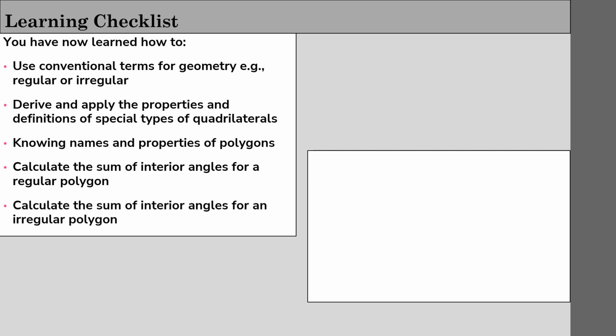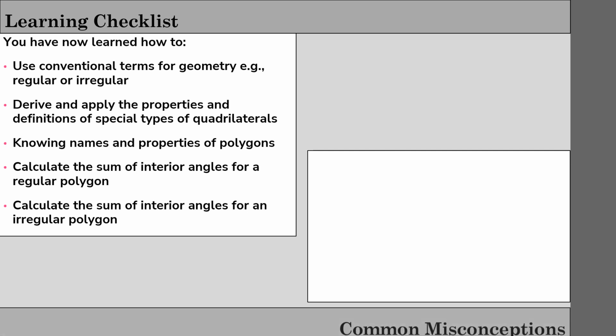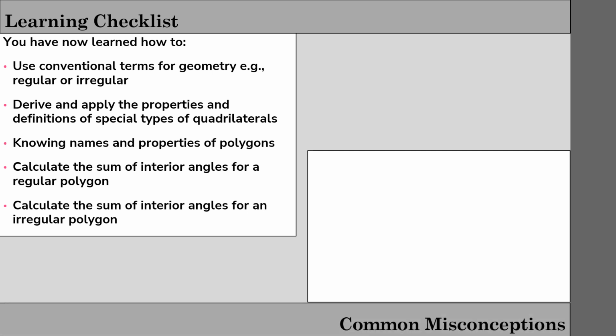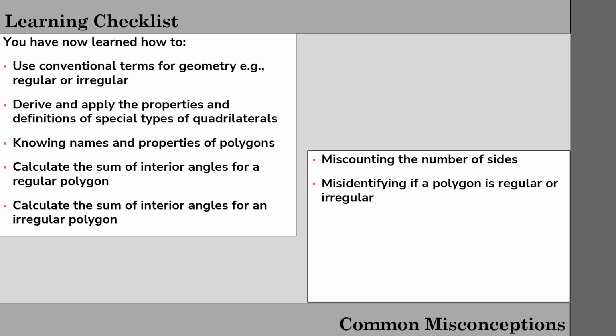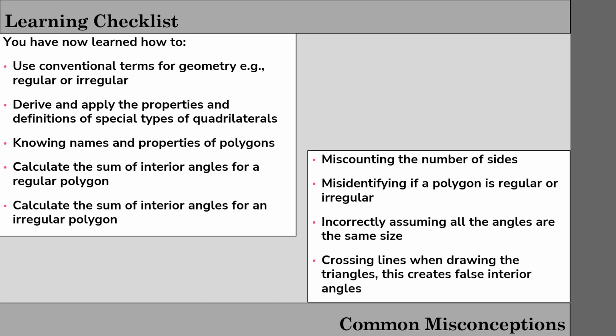Now, there are some common misconceptions when we are doing questions on angles in polygons. The first one is miscounting the number of sides, then your answer will be wrong. Second is misidentifying if a polygon is regular or irregular. Number 3, incorrectly assuming all the angles are the same size. And the last is crossing lines when drawing the triangles. This creates false interior angles.